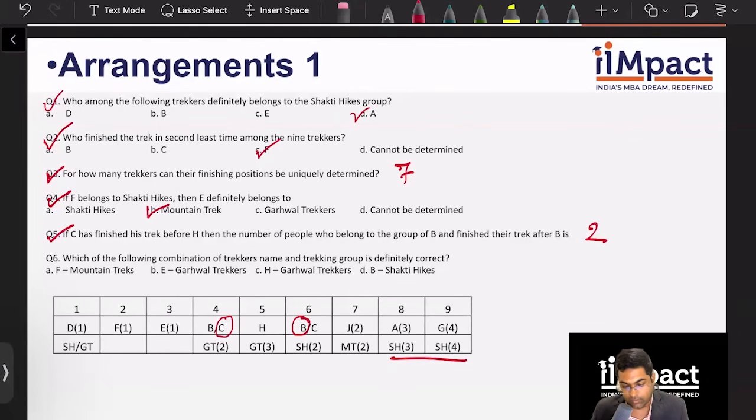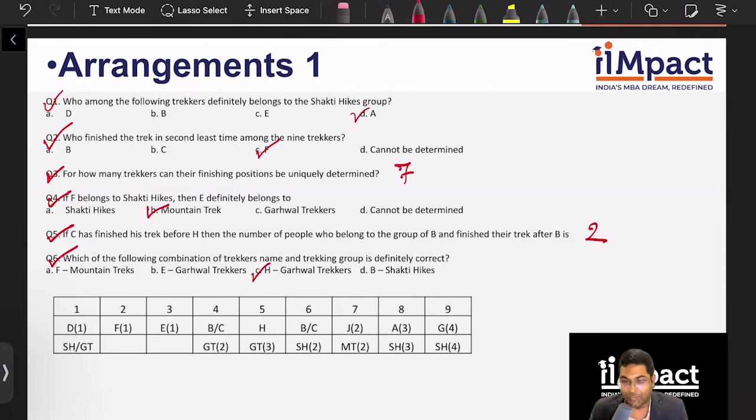Which of the following combinations of trekkers' name and trekking group is correctly identified? F and Mountain Treks, we don't know. E, we don't know. B, also we don't know. So it's H. I don't even have to check because I know F, E, and B, we don't know these groups of theirs. So not a very difficult set, definitely trickier than the other sets in this test. But that was on purpose in order to test your greed, as I said.